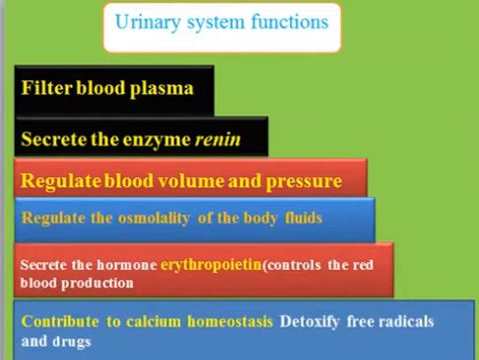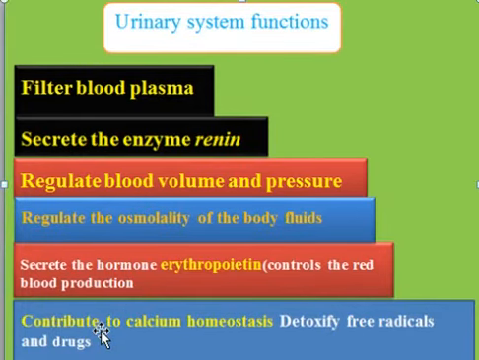The urinary system has many functions. One of them is filtration of blood. Second, it secretes the enzyme called renin. Third, it regulates the blood volume and pressure. Fourth, it regulates the osmolality of the body fluids. Fifth, it secretes hormones like erythropoietin, which controls red blood cell production in the bone marrow, and it contributes to calcium homeostasis. Finally, it detoxifies free radicals and drugs.